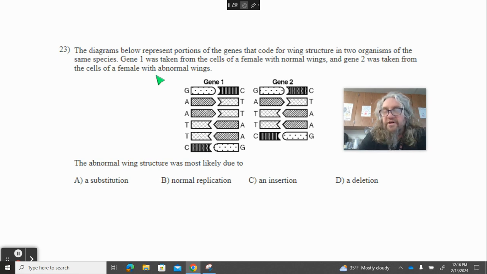The diagrams below, question 23, represent portions of the genes that code for wing structure in two organisms of the same species. Gene 1 was taken from cells of the female with normal wings. Gene 2 was taken from cells of a female with abnormal wings. The abnormal wing structure was most likely due to A, a substitution, B, normal replication, C, an insertion, or D, a deletion. Deletion.